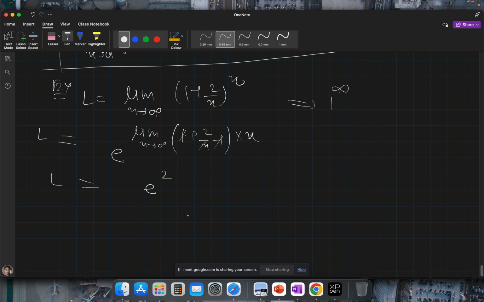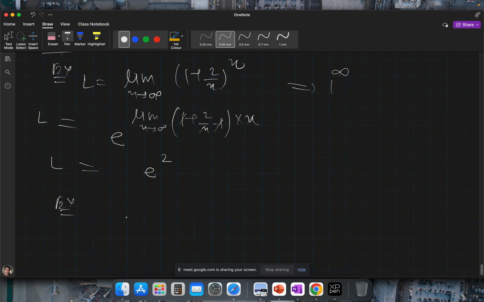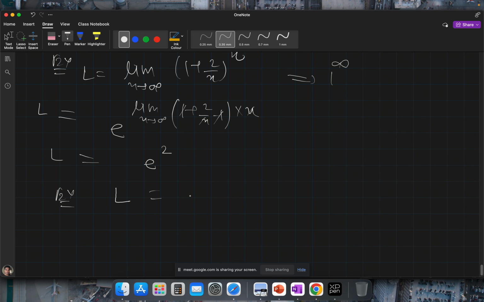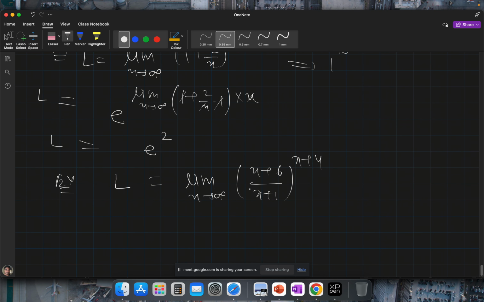So this is the one form. Take another example. Suppose I have limit x approaching infinity, (x plus 6 divided by x plus 1) raised to the power x plus 4. In this case also you can say that it is nothing but the 1 to the infinity form, because when you divide numerator and denominator by x, it will become 1 plus 6 by x and 1 plus 1 by x, and when you put the limit it will become 1 and this will become infinity.